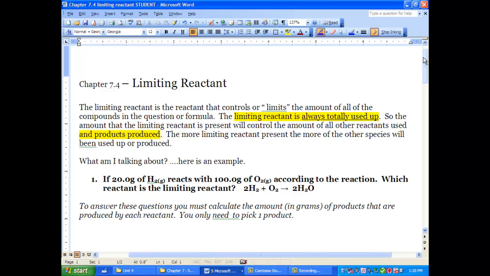Section 7.4, Limiting Reactant. Last section in Chapter 7 before we start playing around with some more labs. Limiting reactant has a really specific definition.